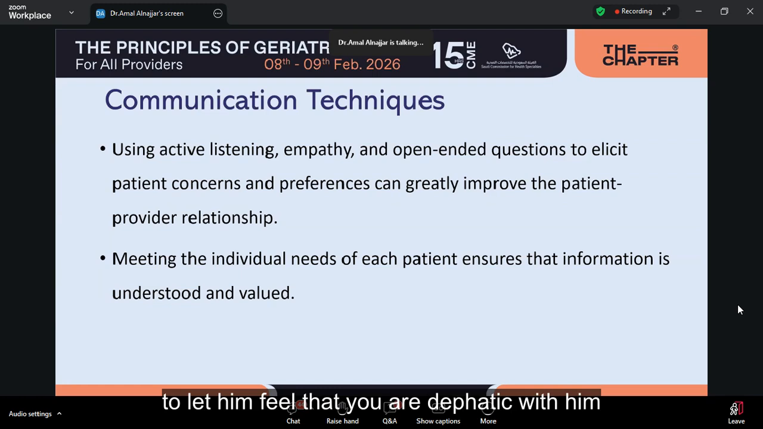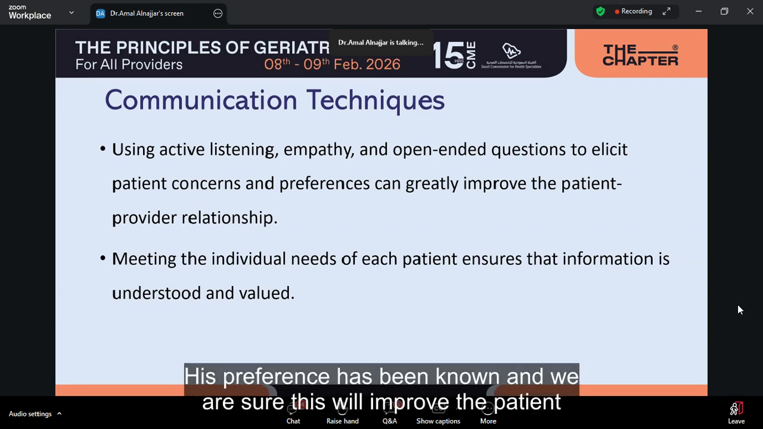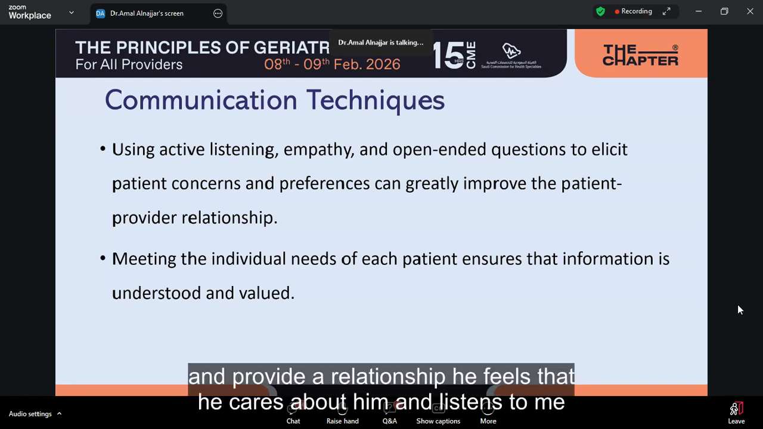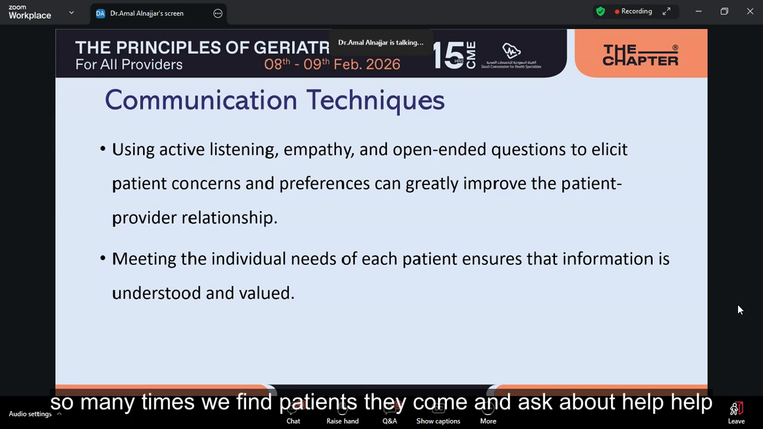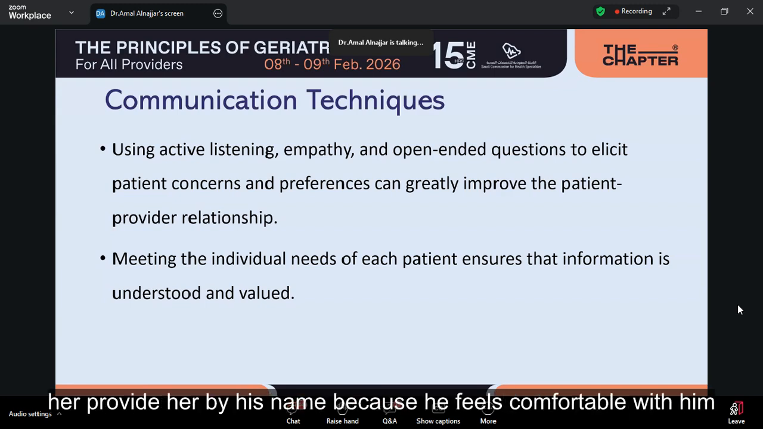Communication techniques, the best thing is to listen actively to the patient, to let him feel that you are empathetic with him, and use open-ended questions to ensure that the patient's concerns have been addressed, his preferences have been known, and we are sure this will improve the patient's trust and provide a relationship. He feels that he cares about me, he listens to me. And so many times we find patients, they come and ask for a healthcare provider by his name because he feels comfortable with him.